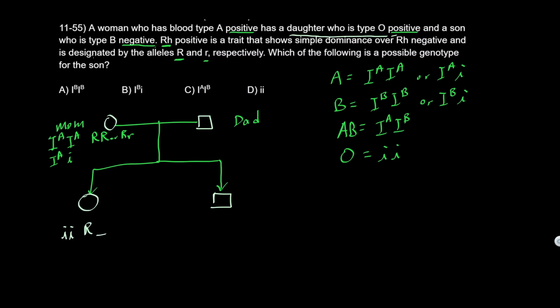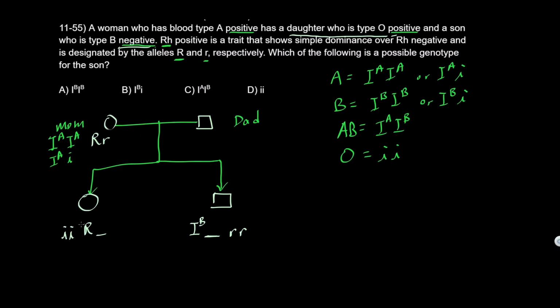But son is type B negative. So B, in order to have B, it has to be that, and we don't know the second one. And negative. I'm sorry, let me see. Son is also negative. Okay. The only way to get Rh negative is to have a homozygous recessive like that. That gives you a lot of hint. One has to come from mom and one has to come from dad, which means because mom is Rh positive, she has to have one little r. So now it's decided that she is heterozygous for Rh positiveness.